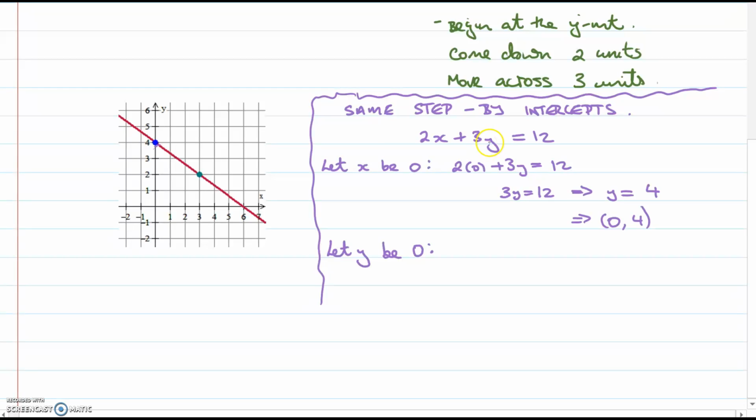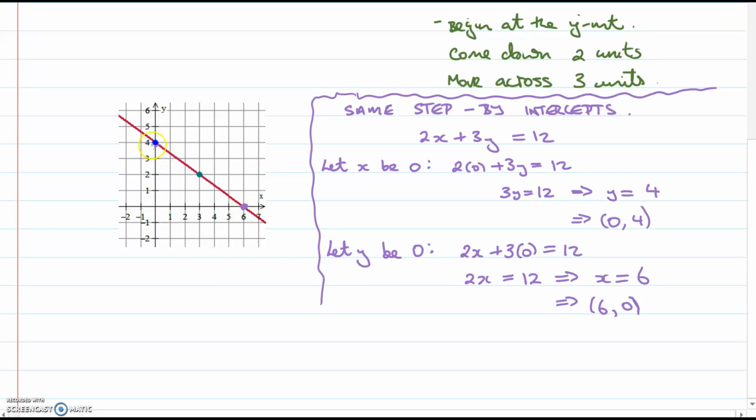Okay, so we go back here, and then 2x plus 3 times y, but now the y is 0, equals 12. So it's going to be 2x, 3 times 0 is nothing, so it's just 2x equals 12. So x will be 6. So that gives you the point. The x is 6, and the y was 0. So that gives us the point (6, 0). And you can see that that point was on the line as well.